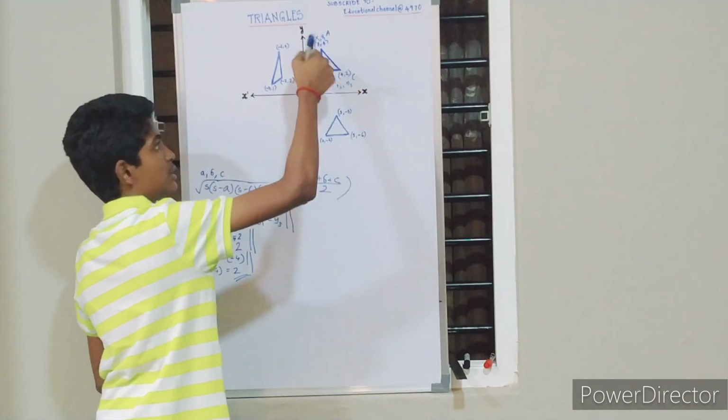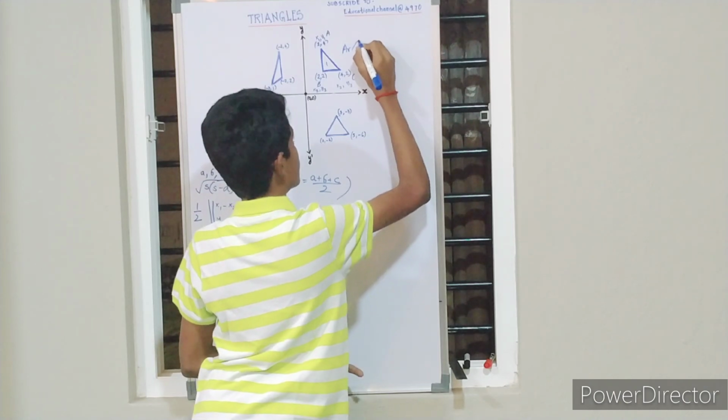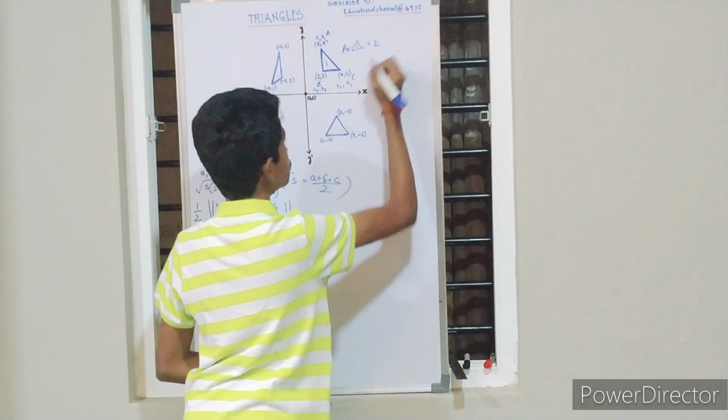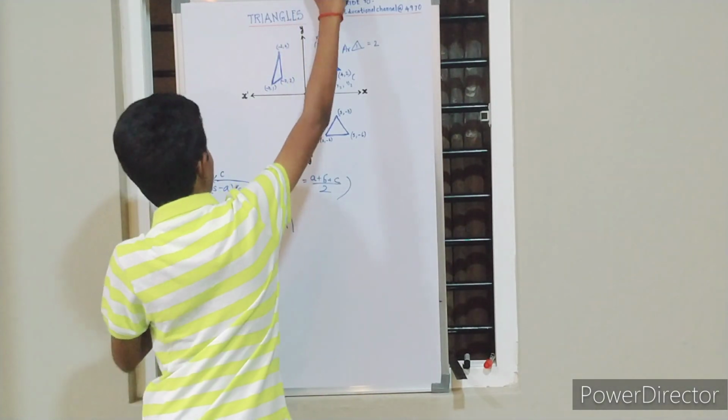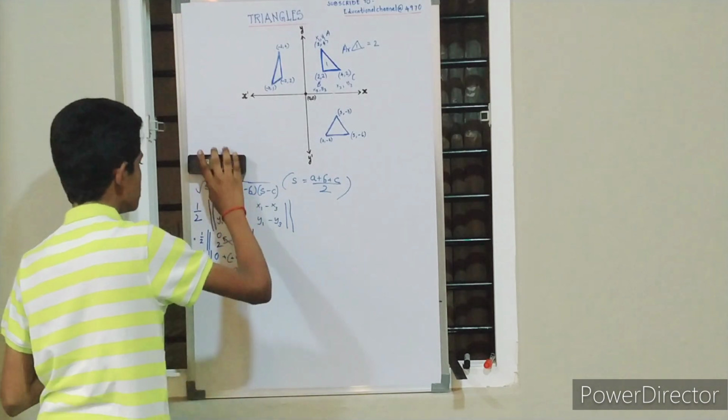And I'll call it 1. Area of triangle 1 is equal to 2. Okay. Similarly, we are going to find this and this. Very simple. Again, we will move on.